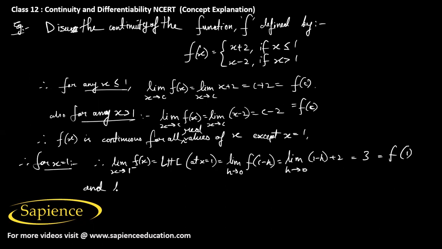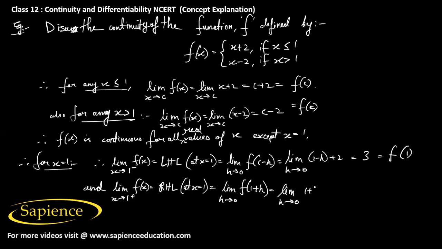And limit x tends to 1 plus f of x is the right hand limit of the function at x equal to 1. That will be equal to limit h tends to 0 f of 1 plus h. So we need to put 1 plus h and use the second definition. That will be limit h tends to 0 of 1 plus h minus 2. If you put h equal to 0, this will be 1 minus 2, which is minus 1, which is not equal to f of 1. So the limit of the function does not exist.